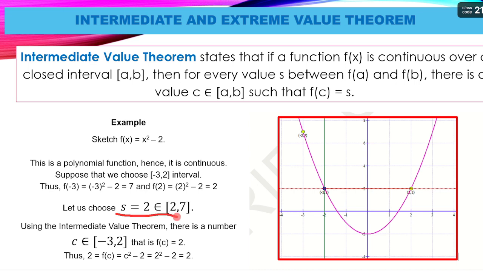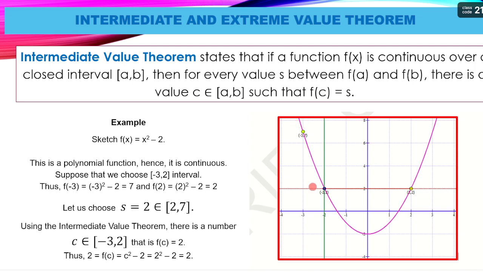Based on the definition of the intermediate value theorem, f of c is equal to S. It says here, for every value S between f of A and f of B. Meaning our condition is S should be lying between the function of A and then the function of B. So in between negative 3 and then positive 2, any point. Say we choose 2. So if S is equal to 2, then it is an element of 2 to 7.